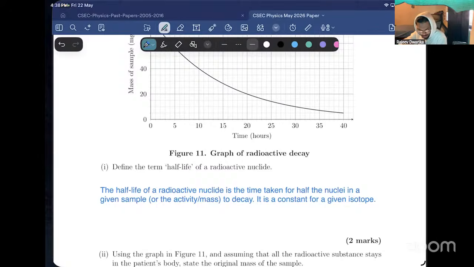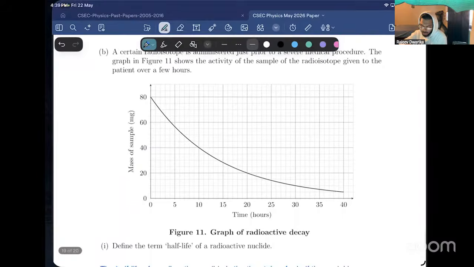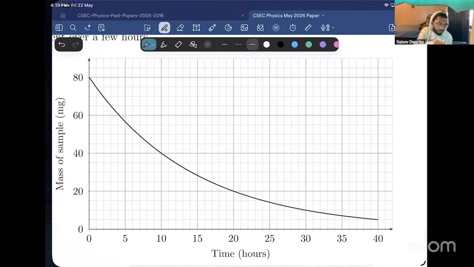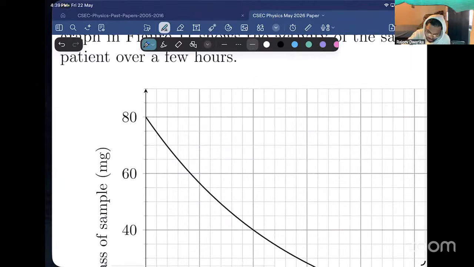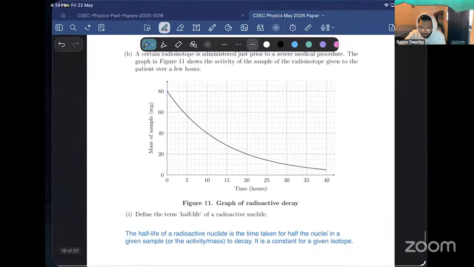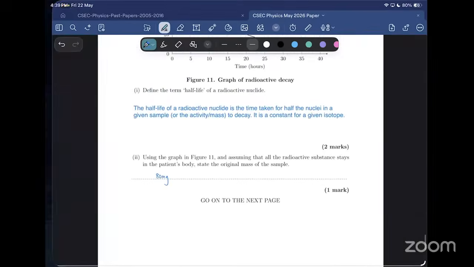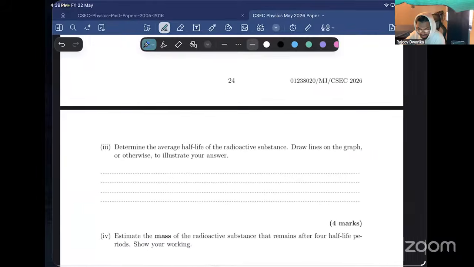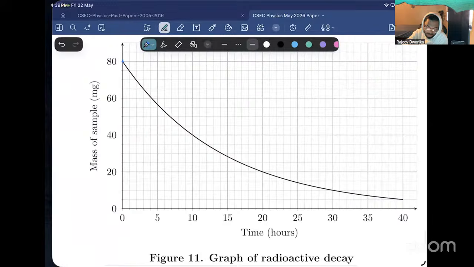So using the graph in figure 11 and assuming that all radioactive substance stays in the patient's body, state the original mass of the sample. What's the original mass? 80 milligrams. Yes, sir. Determine the average half-life. So we have to find at least more than 2 half-lives. So it's half of 80, 40.